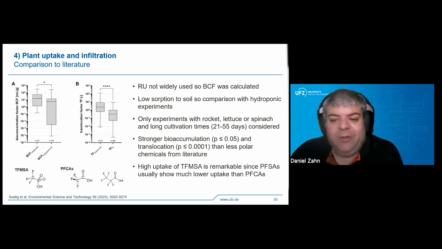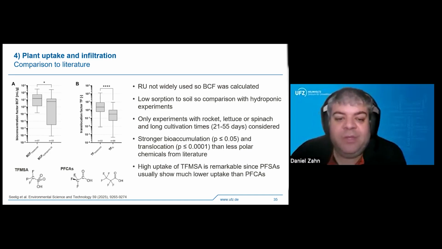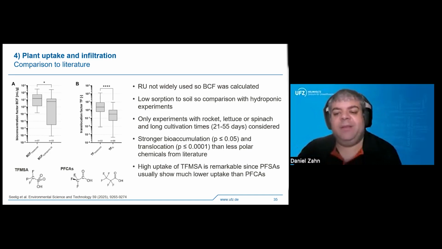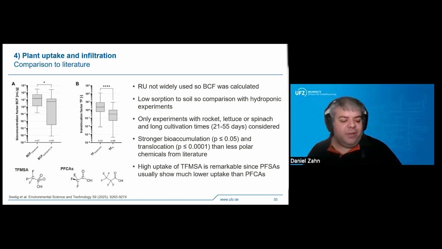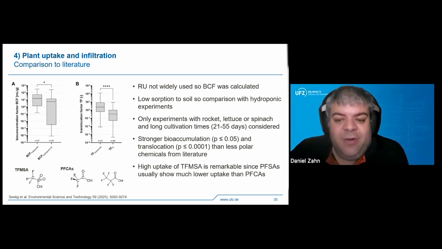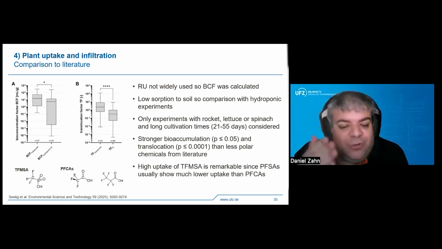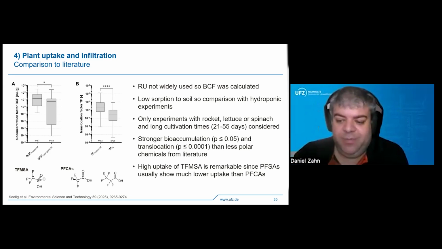Another thing I want to point out is that we observed high uptake for perfluorocarboxylic acids, especially for the short chain ones. This is in line with literature and quite expected. What was unexpected was this remarkably high uptake for TFMSA, because usually the fluorinated sulfonic acids show fairly low plant uptake. It was the same in our study. They showed very low plant uptake until we reached the TFMSA, where the plant uptake suddenly skyrocketed, which means maybe at this very short range, different mechanisms play a role.